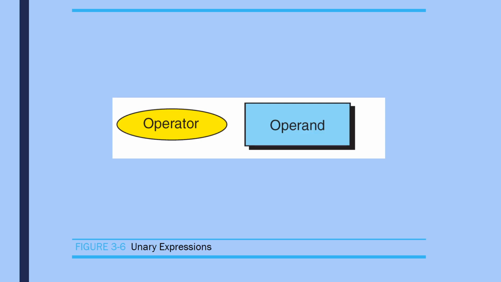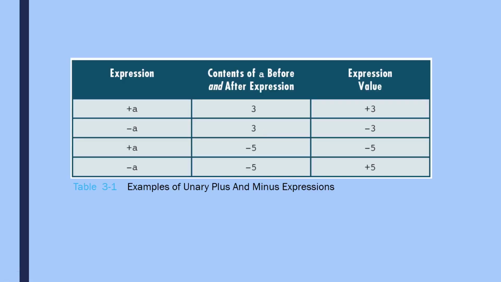Okay, now we have the unary expression. Just like this prefix figure, we have the operator like plus or minus and the operand. Okay, unary like -5, +5, or plus plus a, something like that. And this table shows the examples of unary plus and minus expressions.